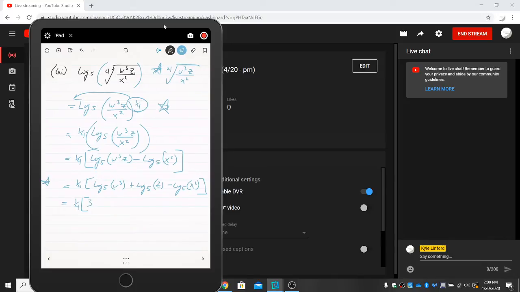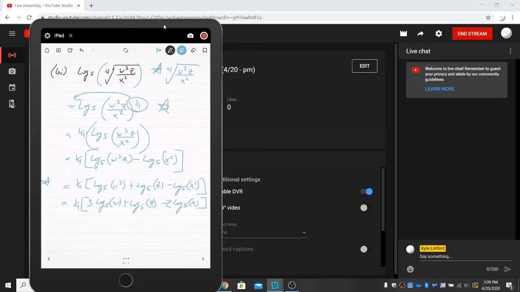So I'm going to have 3 times log 5 of w plus, well, there's no exponent on z here, so I'm just going to leave that as log 5 of z, minus, oh look, the x is actually an x squared, so I can bring that out front to be a 2 log 5 of x.